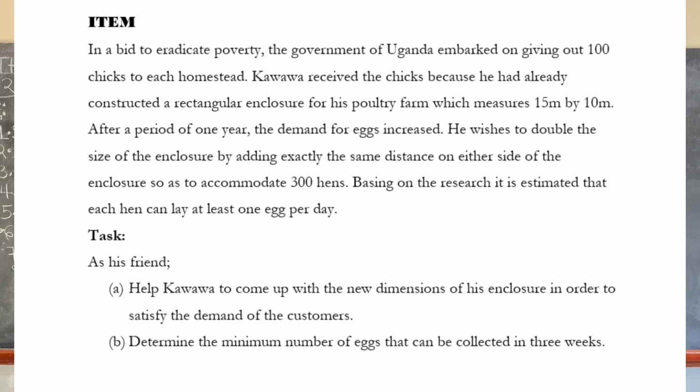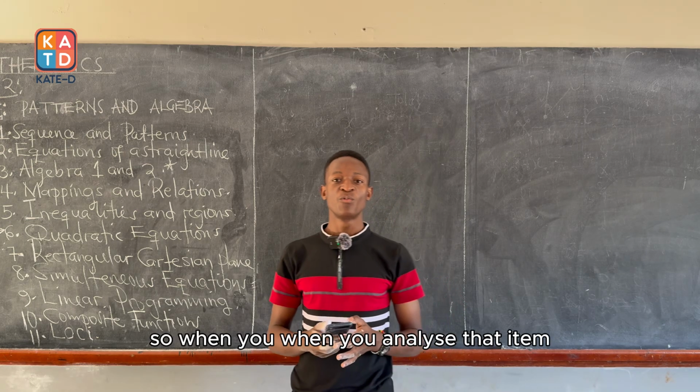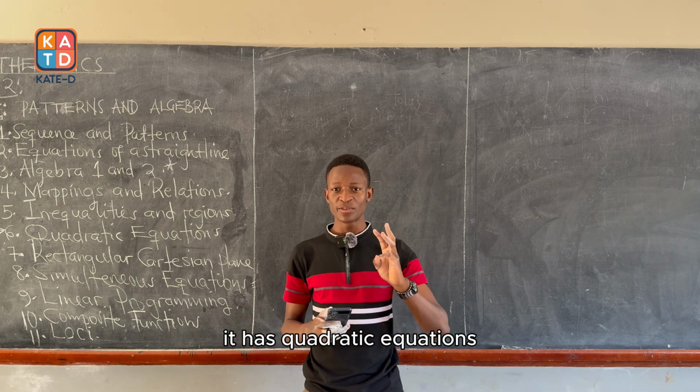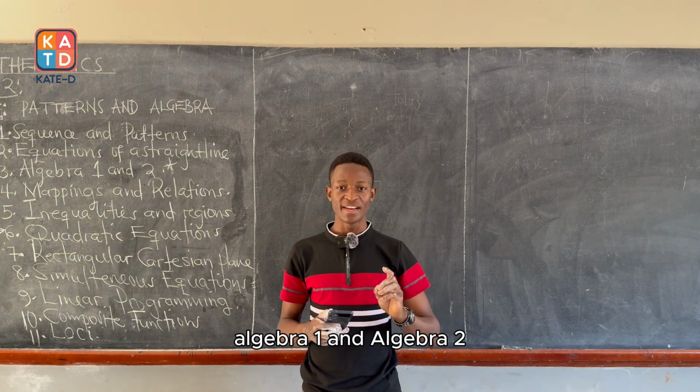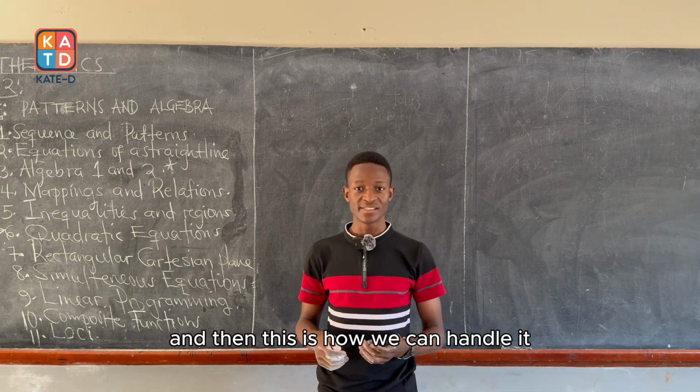Basing on the research, it is estimated that each hen can lay at least 1 egg per day. Task: Part A, help Kawawa to come up with the new dimensions of the enclosure in order to satisfy the demand for his customers. Part B, determine the minimum number of eggs that can be collected in 3 weeks. When you analyze that item, it has quadratic equations, some inequalities, algebra 1 and algebra 2, and this is how we can handle it.